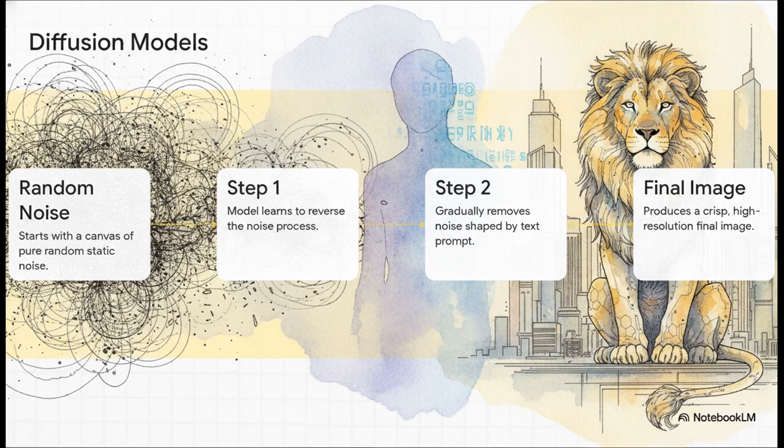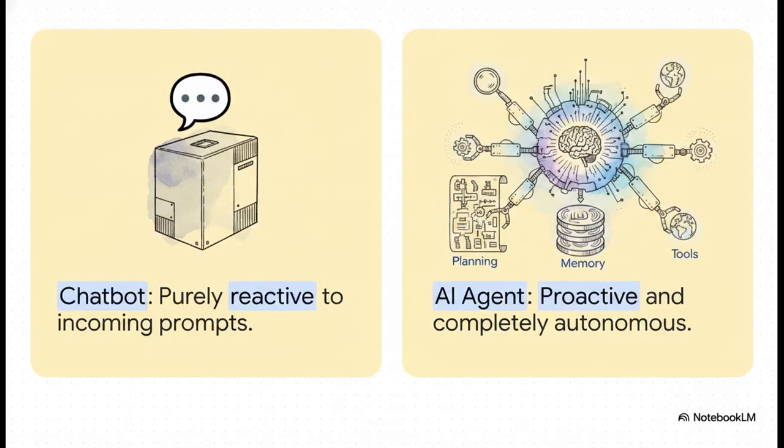Then, guided entirely by your text prompt, it gradually reverses that noise step by step. It's a process literally called denoising, and it happens until a perfectly crisp, highly specific image or video frame emerges. It's almost like magic, but it's pure math. Creating images is amazing, but it's just one tool in the toolbox.